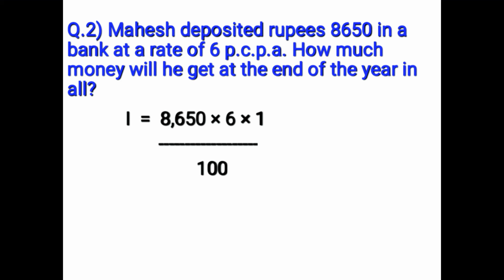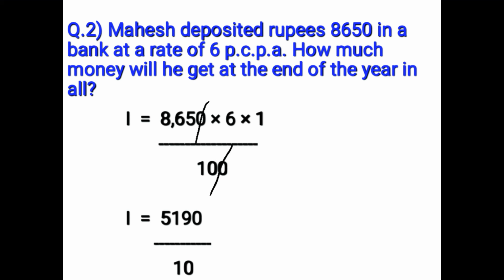Interest is equal to 8,650 into 6 into 1 upon 100. Now this 0 and this 0 get cancelled. Now multiply 865 into 6. Answer is 5,190 upon 10. Here the denominator 10 is left after cancelling these two zeros. Okay.